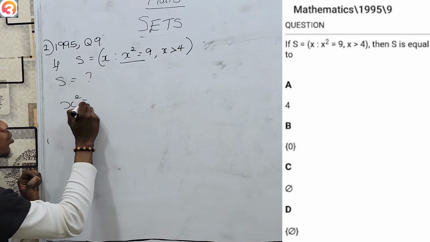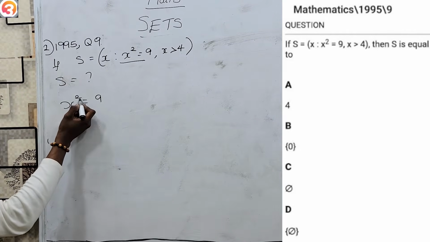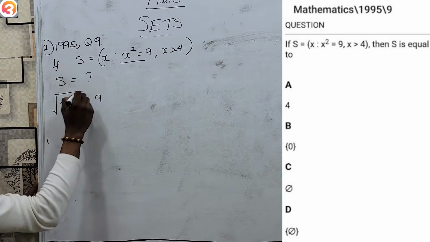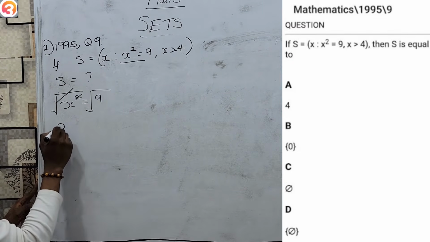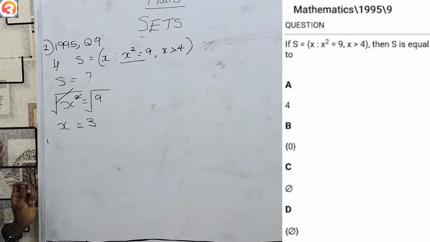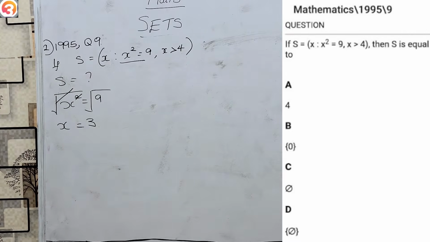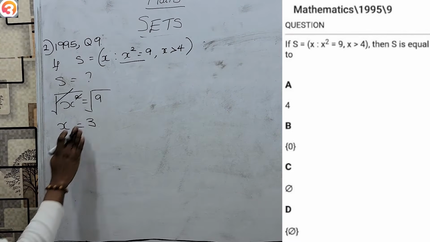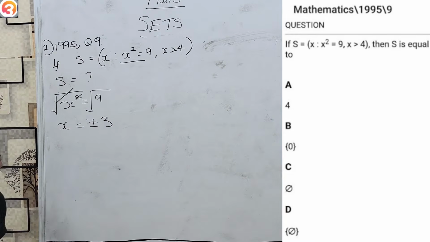X squared equals 9. The only way to find x in this situation is to cancel the square, which is done by taking the square root of both sides. Square cancels square roots. X equals the square root of 9, which is 3. Therefore, I know that x equals 3, or if you want to be exact, plus or minus 3.